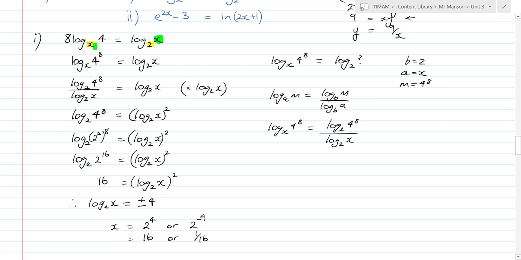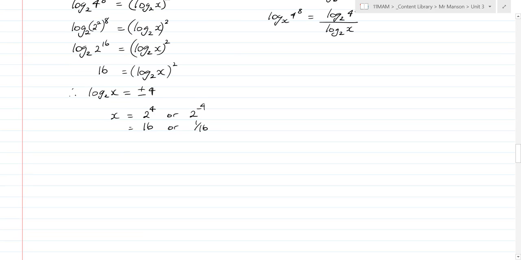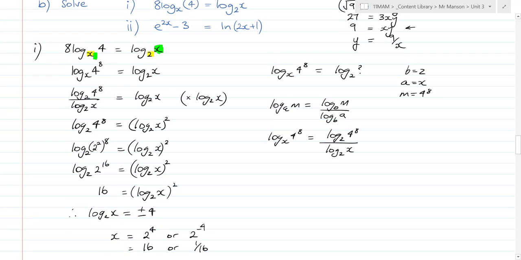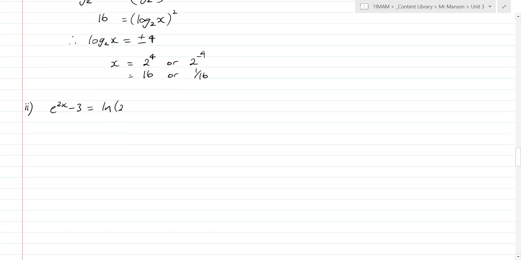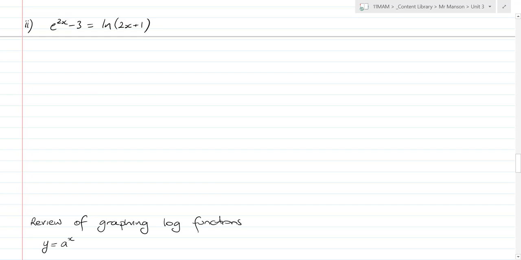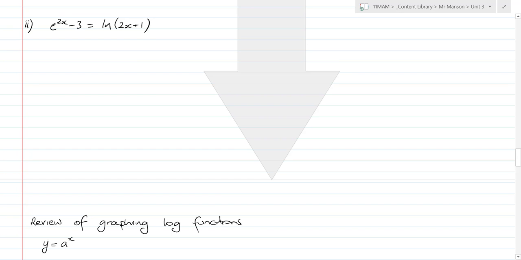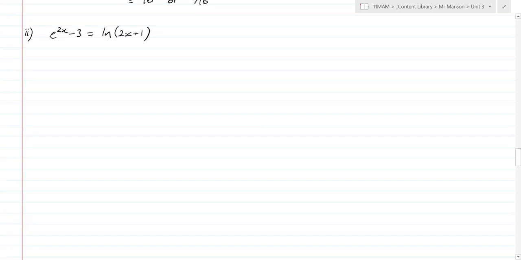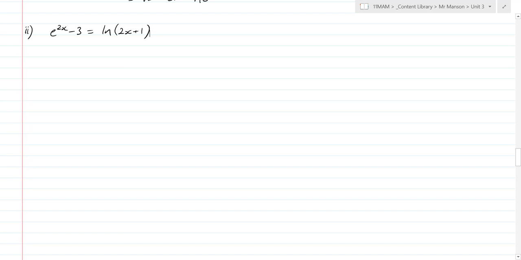And so let's have a look at the last question here, which is part 2. e to the 2x minus 3 equals the natural log of something, 2x plus 1. So there's another question. I suspect there may be some calculator work here. I've got my calculator ready just in case. But again, we might get lucky and there might not be. It's worth playing around with it.